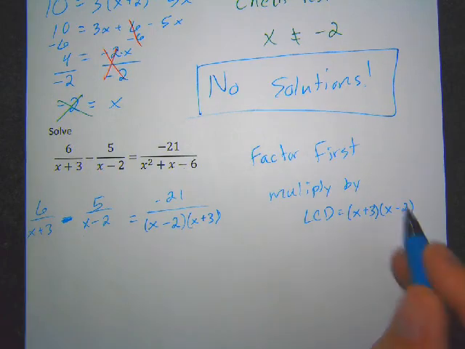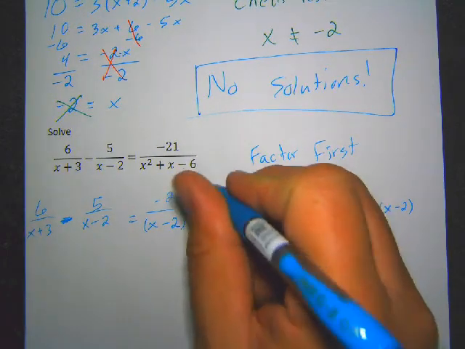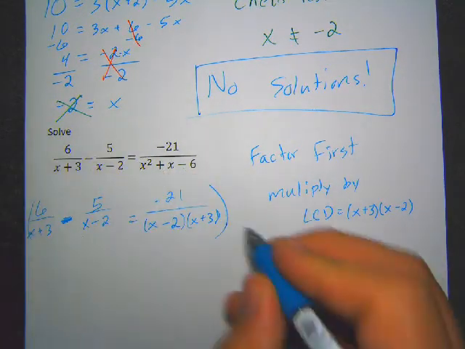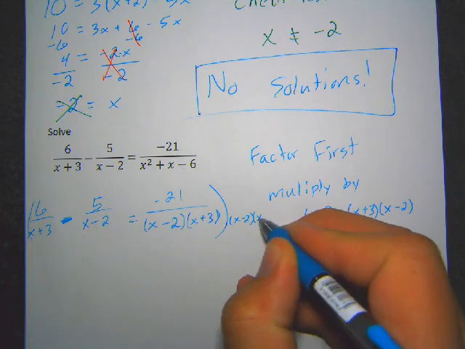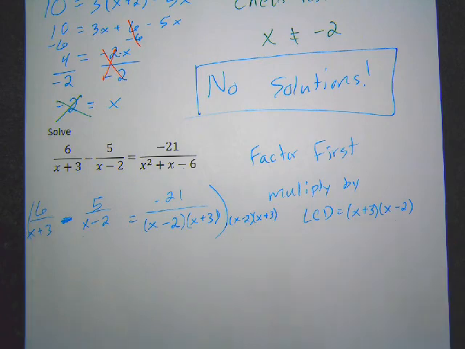So this is your LCD. That's what we're going to multiply. So we're going to take this whole thing times the LCD. So we're going to multiply times both x minus 2 and x plus 3. Both parts, right? Both of those parts.